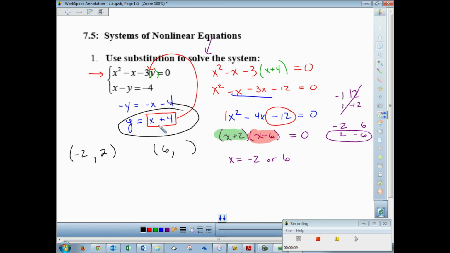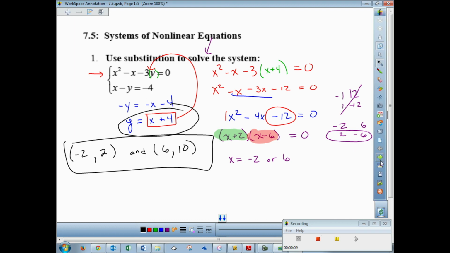What about if x was 6? What would y turn out to be? And these are our two answers. This is what, if you graph this top guy and you graph this bottom guy, it would be a parabola and a line. That line would cross that parabola at those two particular points.